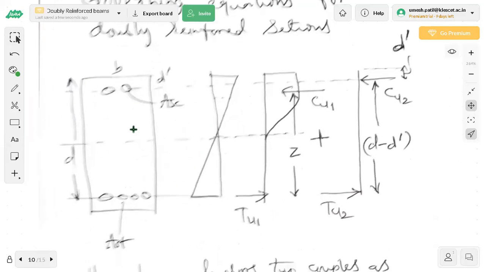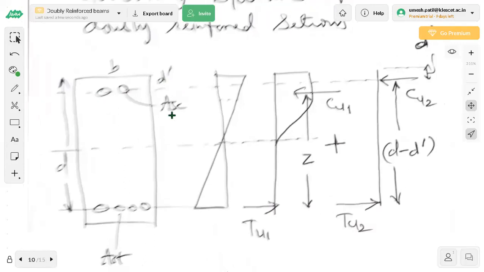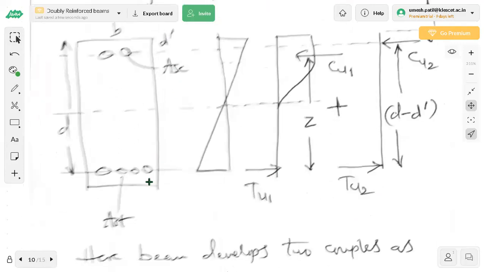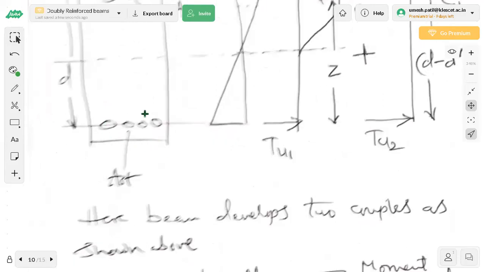I have drawn this figure as usual. D definition is same. D is top to the center of the tension steel, small d. Capital D is overall depth, which I have not shown here. B is, as you know, width of the beam. D dash, you can see this D dash, is the distance between top fiber and the center of compression steel. Now what is ASC and AST here? Area of steel in the compression zone, ASC. We can say area of compression steel. AST is area of tension steel.